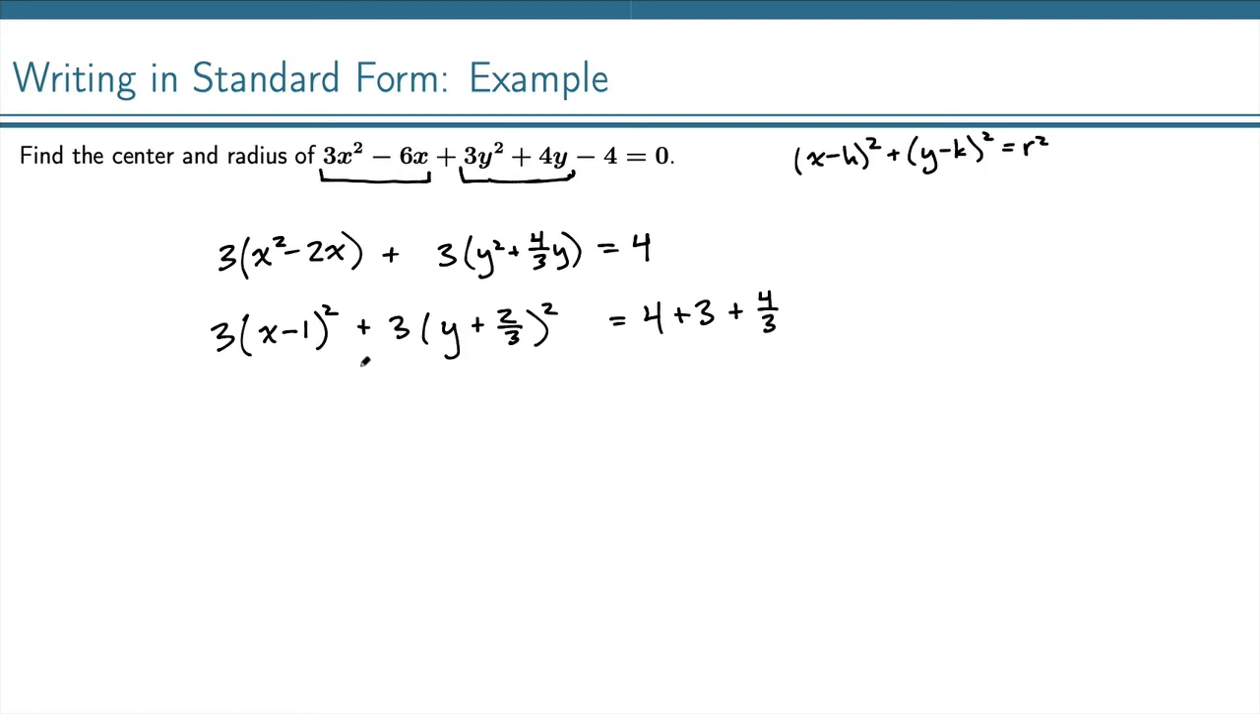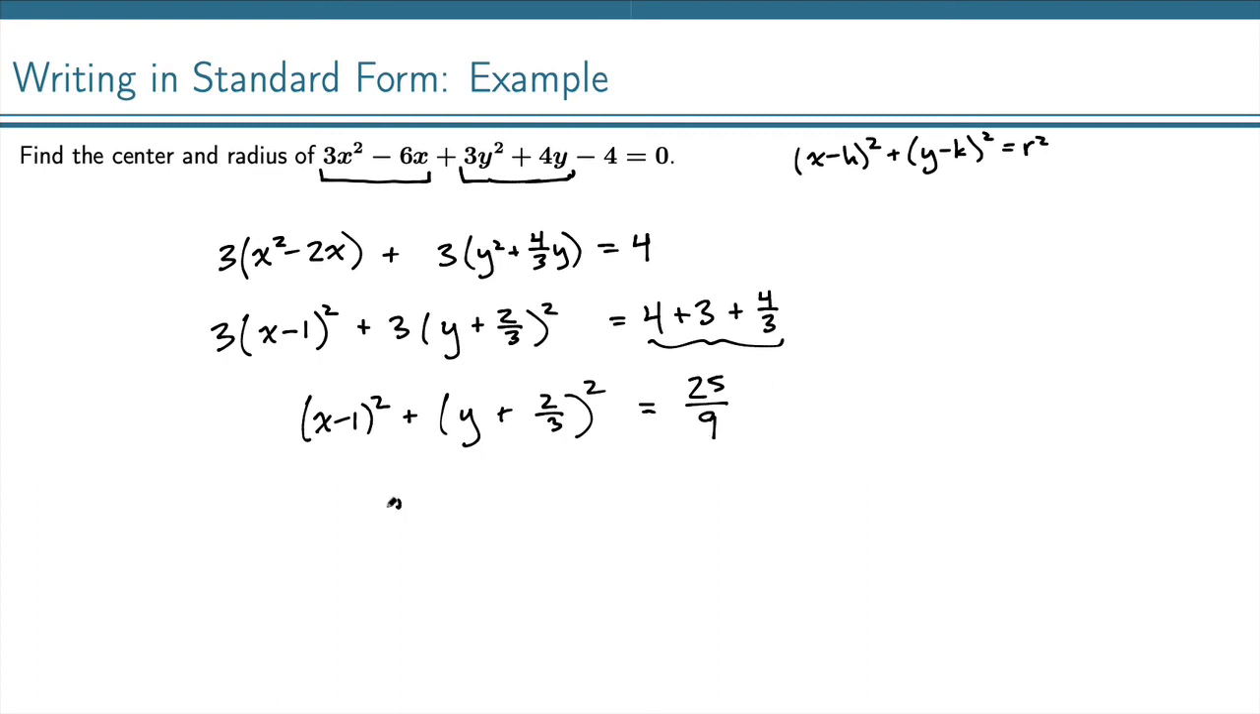Okay, now the final thing is, first of all, let's go ahead and simplify this. We've got 7 plus 4/3, so that's 21/3 plus 4/3, which is 25/3. But then we're going to divide everything by 3 because we don't want numbers in front of the x and y terms here. So if we divide everything by 3, then over here on the right side, it's actually going to be 25 over 9. And then on the left side, we've got (x minus 1) squared plus (y plus 2/3) squared. So now we've got this in our standard form.